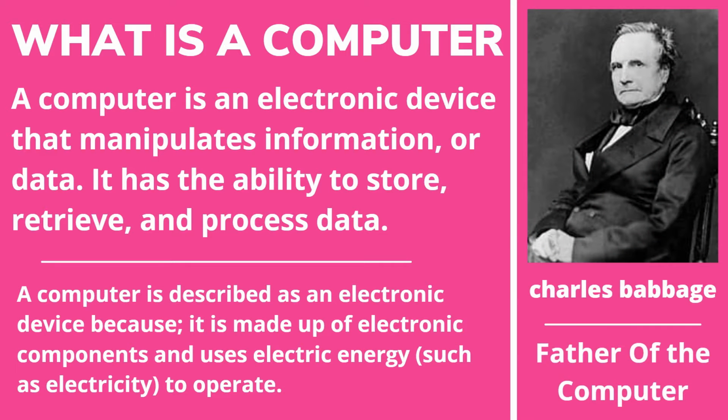What is a computer? A computer is an electronic device that manipulates information or data. It has the ability to store, retrieve, and process data. A computer is described as an electronic device because it is made up of electronic components and uses electric energy, such as electricity, to operate.